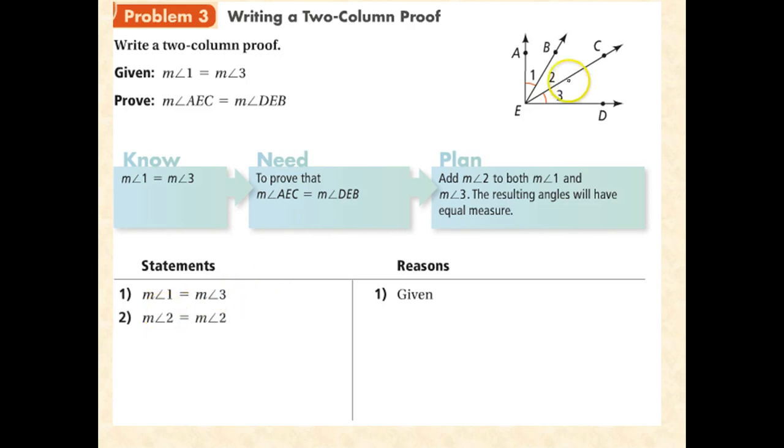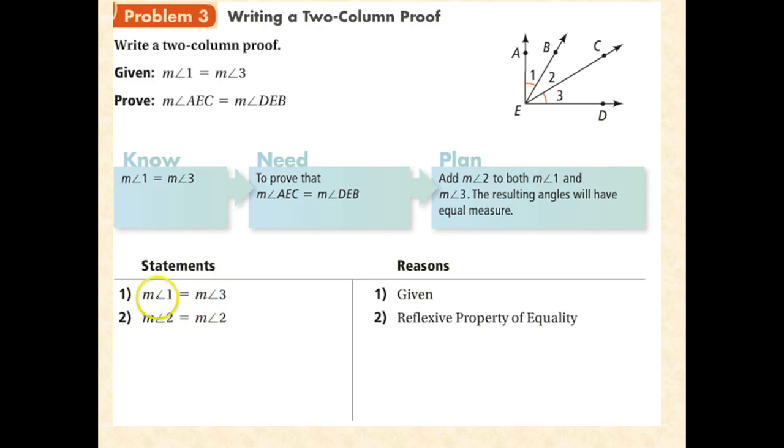Well, we know by the reflexive property of equality, because remember, the measure of angle 2 is a number now, the measure of angle 2 is equal to itself, according to the reflexive property of equality. So why did I say that? The measure of angle 1 is a number, and I have it equal to another number.